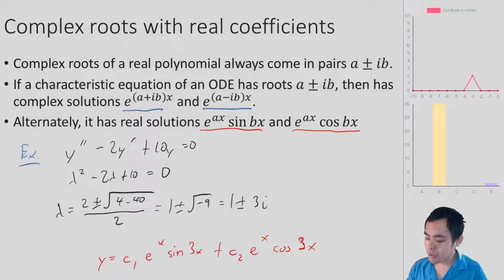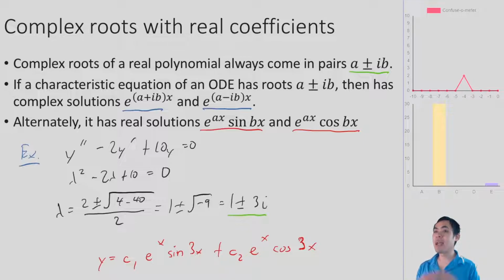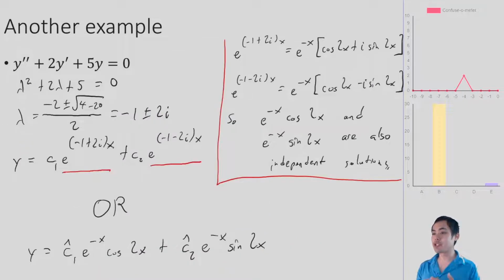Because this here is of this form. So if you get roots of that form, you can immediately jump to the sine and cosine solution. And the reason for it is because you can take linear combinations of the sines and cosines, and you get the complex exponential.